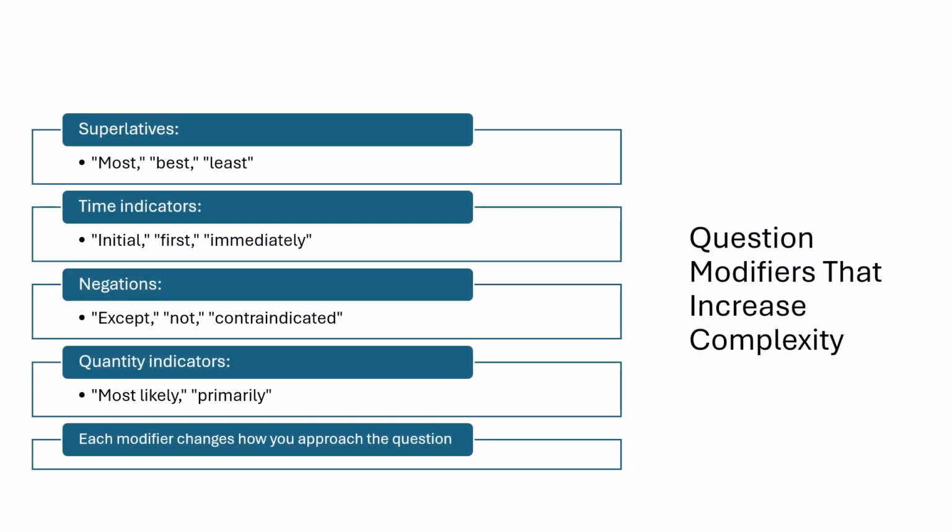Pay special attention to modifiers. They can completely change a question. Superlatives like most or best turn simple questions into evaluation questions. Time indicators like initial or first add a sequencing element. Negations like except or not flip the question entirely. And quantity indicators like most likely ask you to weigh probabilities. Missing these modifiers is one of the most common causes of incorrect answers.